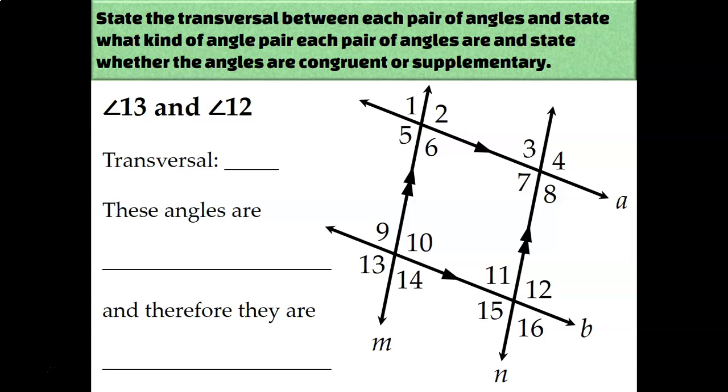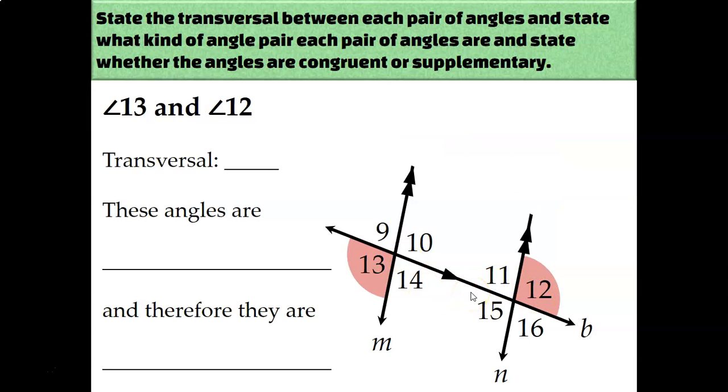Now let's talk about angle 13 and angle 12. That's these ones. So for these 2 angles, I'm only going to focus on this part of my diagram. I really don't need this stuff up here. So which of these 3 lines is my transversal? Well, that would be line B, because angle 13 was created by the intersection of line M and line B, and angle 12 was created by the intersection of line N and line B. So since both of these angles were created using line B, B is the transversal. B is the one that intersects the 2 parallel lines.